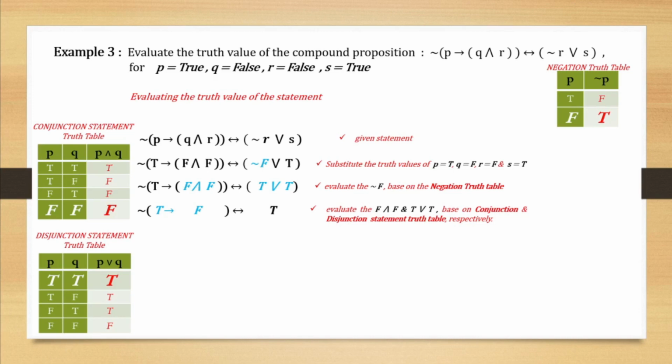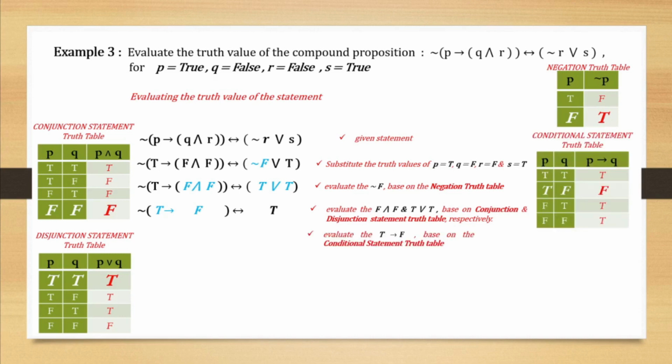So as we are going to update our statement, it becomes the negation of true implies false if and only if true. The true implies false is being grouped. It means that we have to work on this one, or we have to evaluate this one. So using the conditional statement truth table, when the proposition P is true and the proposition Q is false, or simply means when the hypothesis is true and the conclusion is false, then we can say the conditional statement is false. So as we are going to update our statement, it becomes the negation of false if and only if true.